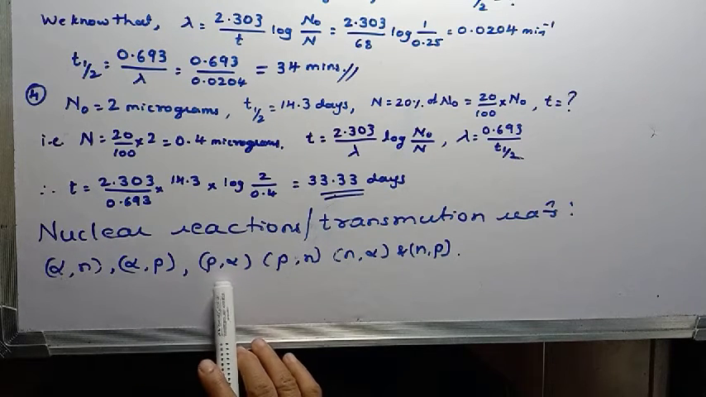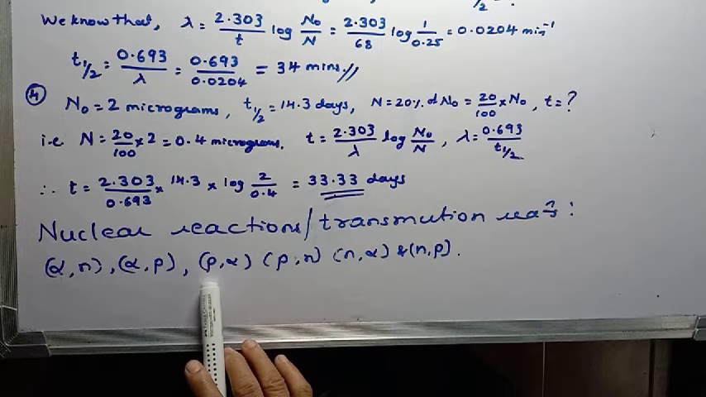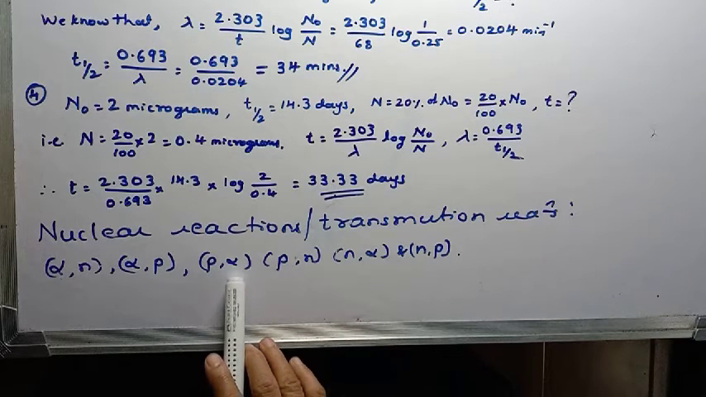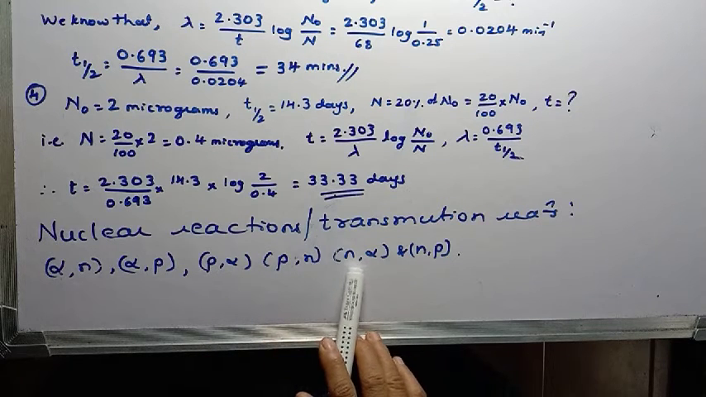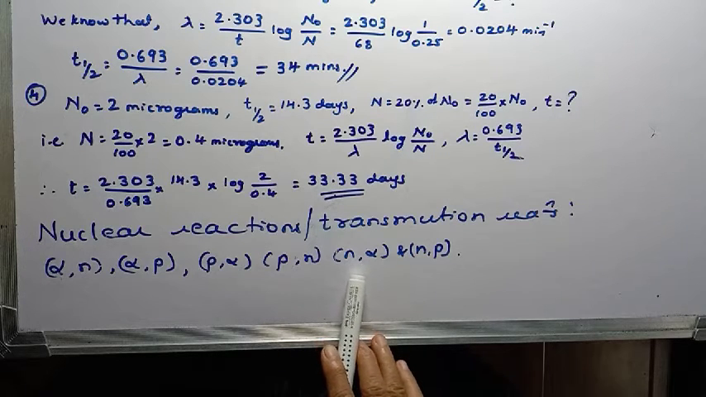Okay, similarly, when the nucleus is made to react with protons, the proton is singly positive charged, H1, so it can easily penetrate the nucleus, and it reacts with the nucleus and generates a new element with the liberation of alpha particle, or with the liberation of neutron.